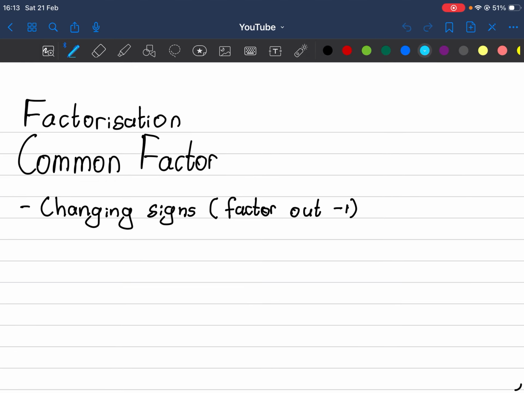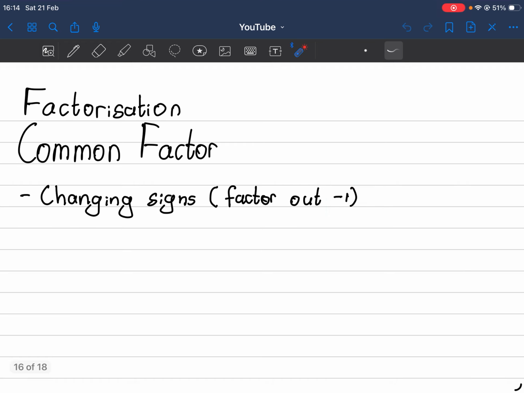Okay, so in this video, we're going to focus on factorization, common factor, but something called changing signs. This refers to when you factor out a negative 1. Now, this whole process depends upon the understanding of division of integers.